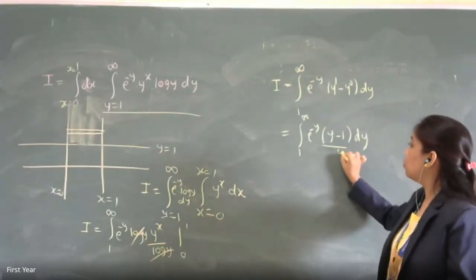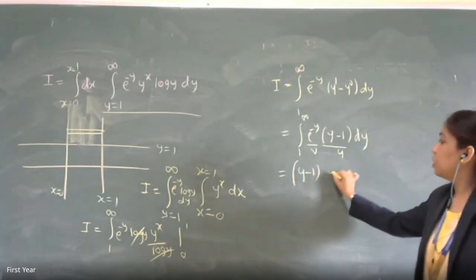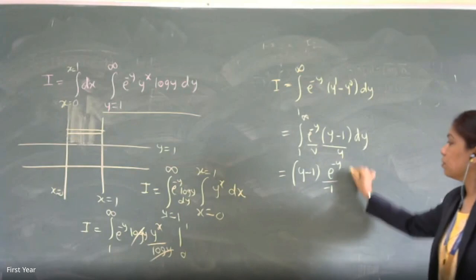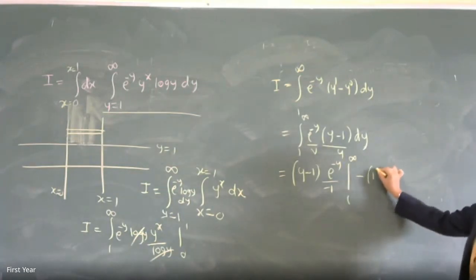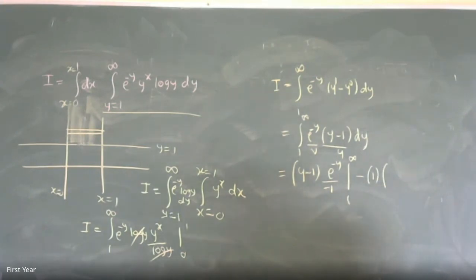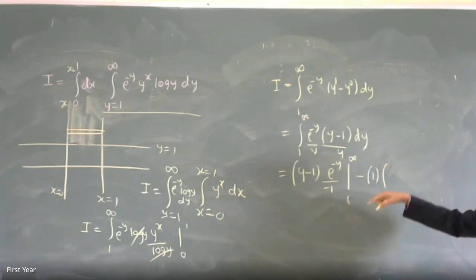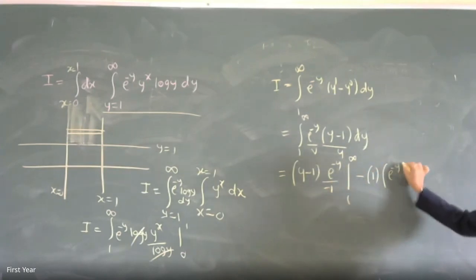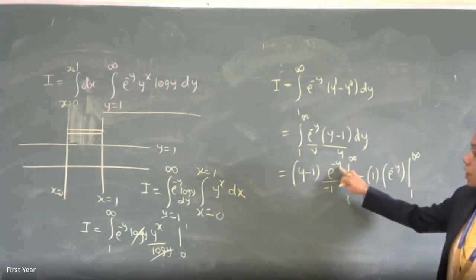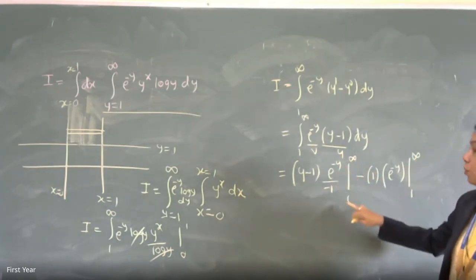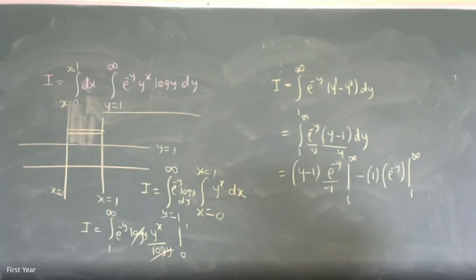This is your u and this is your v. So it is y minus 1 into e raised to minus y by minus 1 from 1 to infinity minus derivative of the first term that is 1 into integration of the second term, e raised to minus y by minus 1, minus into minus plus, so e raised to minus y from 1 to infinity. When you put infinity, e raised to minus infinity is 0. When you put 1, 1 minus 1 is 0. Is it okay? पहला term 0 हो रहा है.